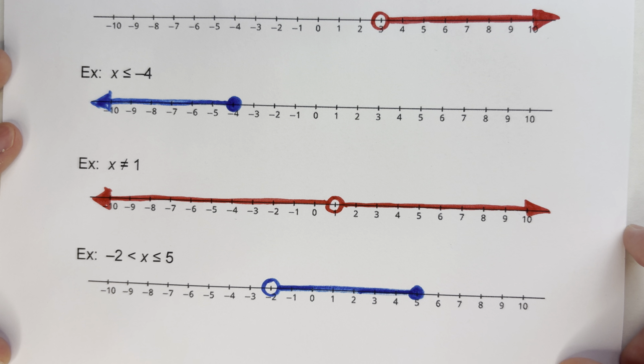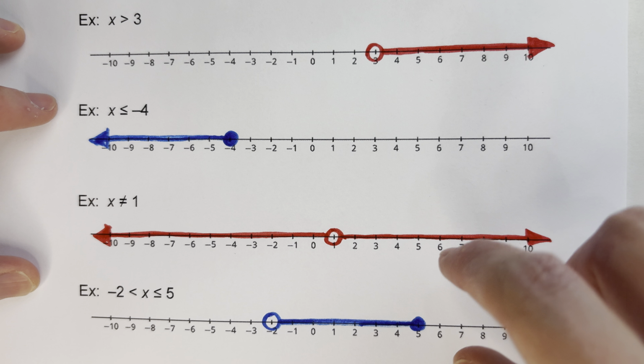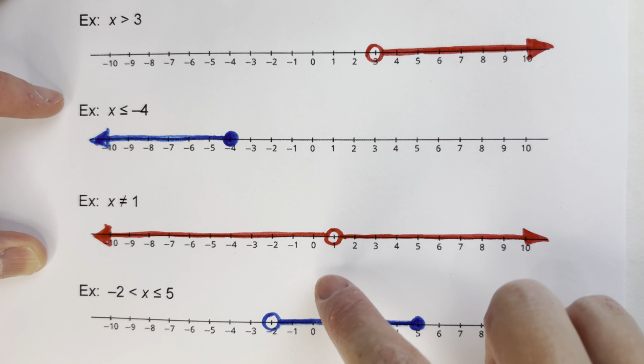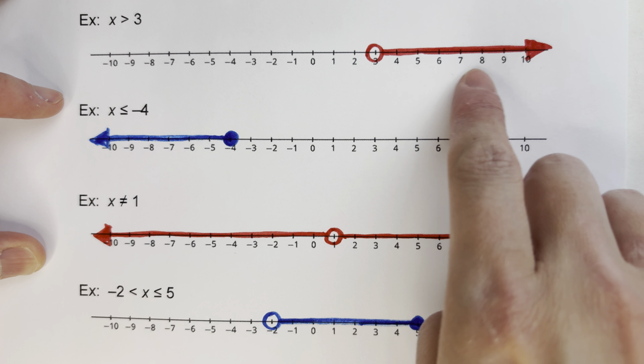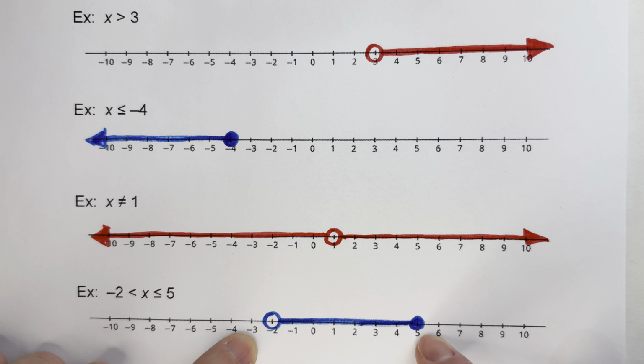All right, so those are some good examples of inequalities. So remember to pay attention to whether it can be the number or it cannot be the number, and then which direction is the arrow going, or maybe it's going in both directions, or maybe it's between two.